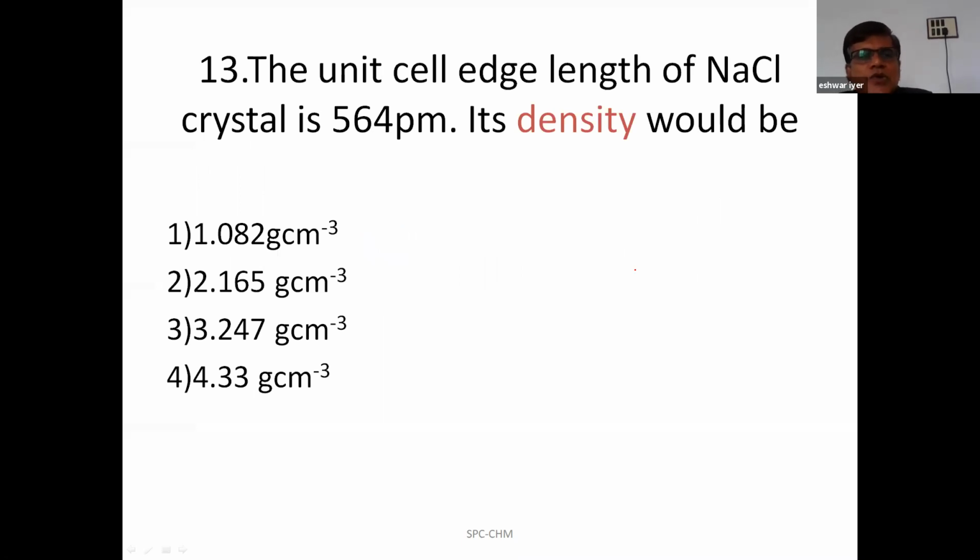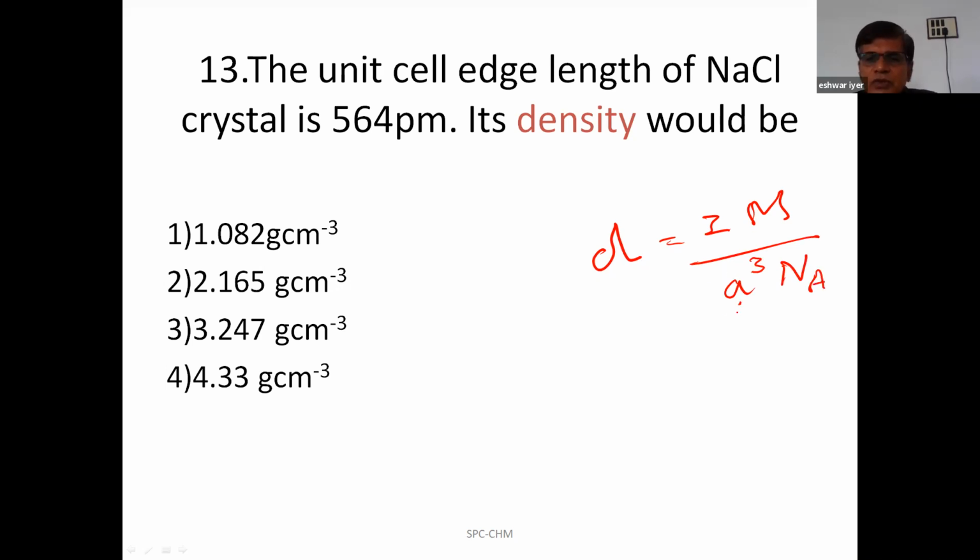Here is another interesting question. The unit cell edge length of NaCl crystal is 564 picometer. Its density would be, it's a direct question with the formula. Z M over A cube, then NA. So what they have given is this. Again, convert that picometer into centimeter. You'll have to convert it first to meter, then centimeter, substitute that in centimeter. Then Avogadro number, 6 into 10 to 23.